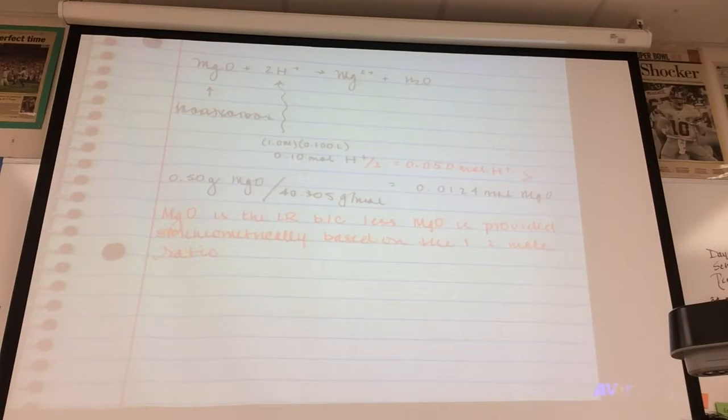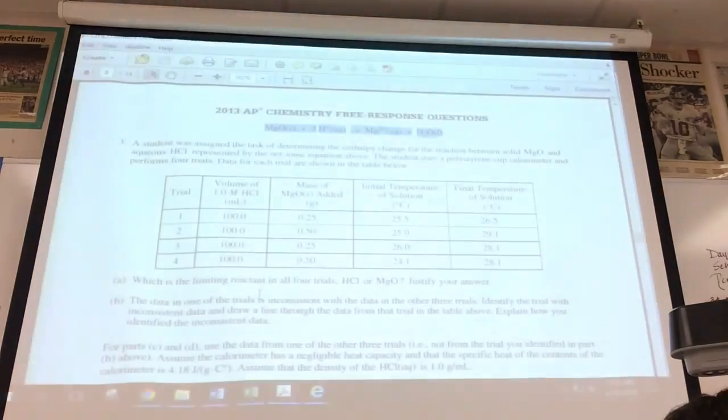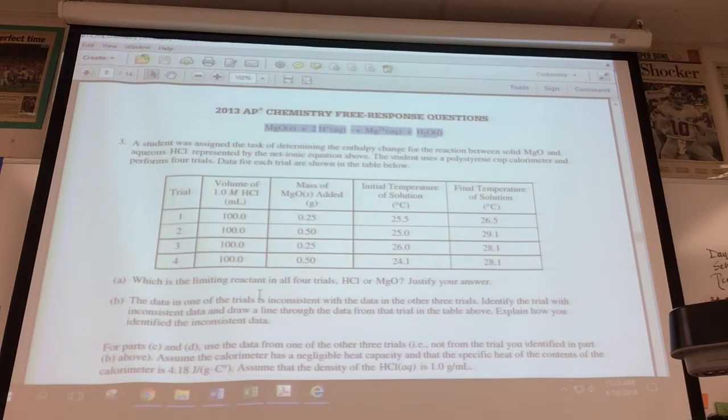The data in one of the trials is inconsistent with the data in the other 3. Identify the trial with inconsistent data and draw a line through the data from that trial in the table above. Explain how you identified the inconsistent data. What does this have to do with initial and final temps?